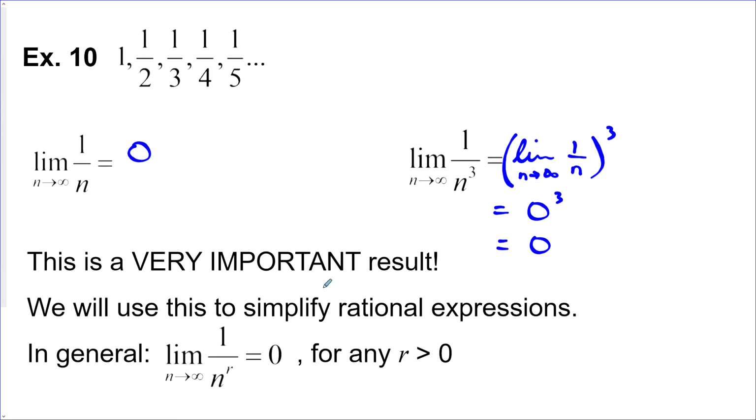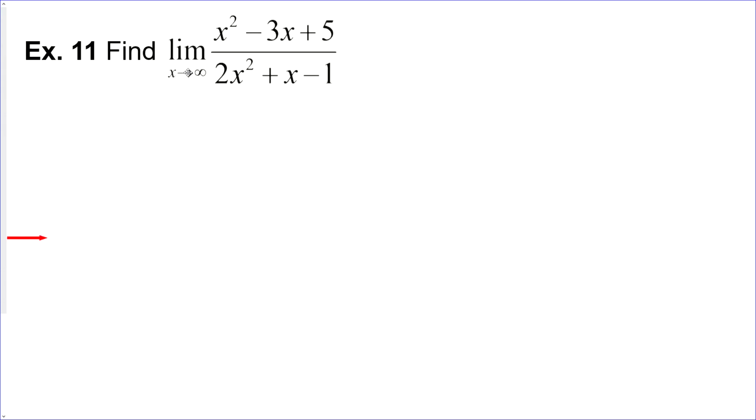This is a very important result, and we'll use this to simplify other rational expressions. So in general, if we ever have this, the limit as n approaches infinity of 1 over n to any exponent greater than 0, it's going to equal 0. Now let's find the limit of this rational expression as x approaches infinity.